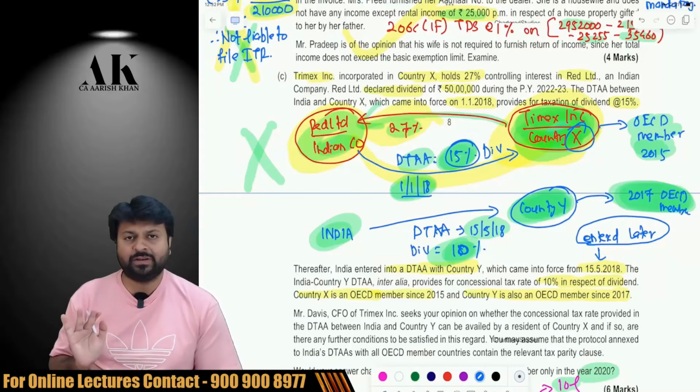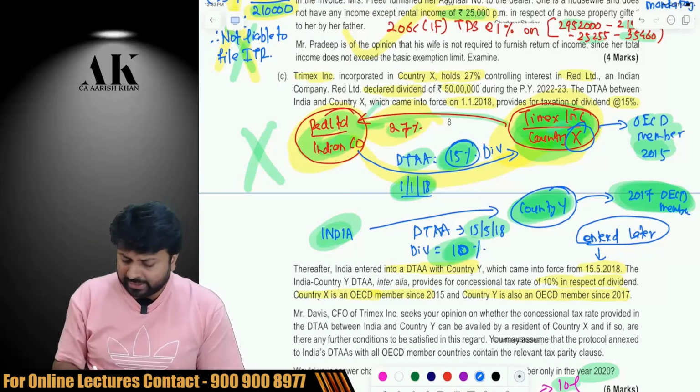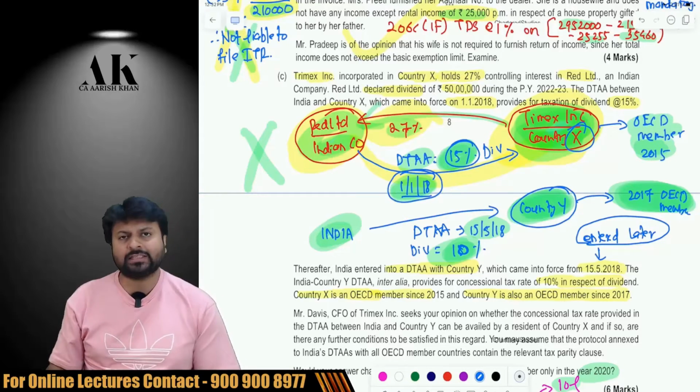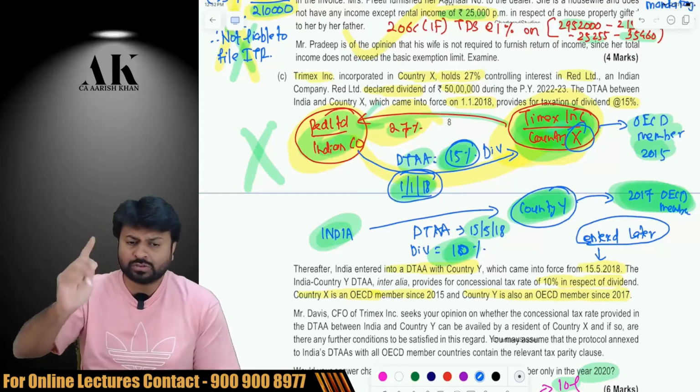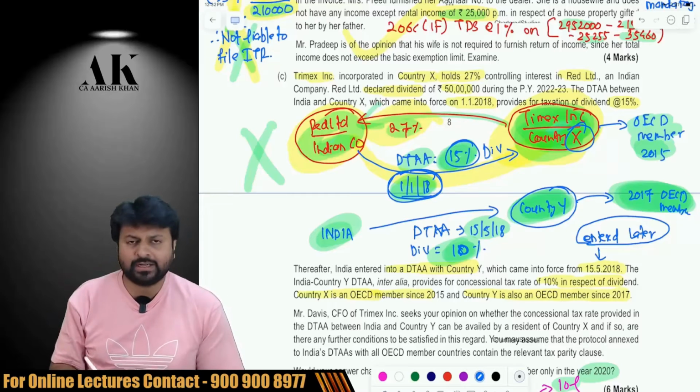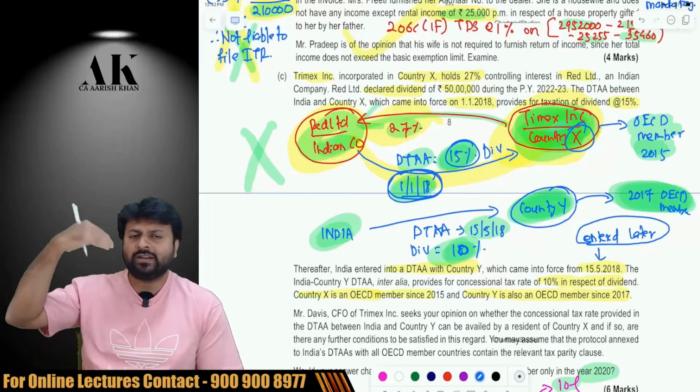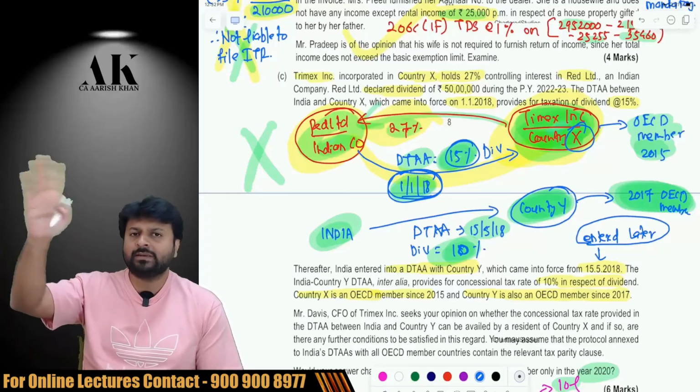Now, India has entered into a DTAA with country X, and India says that we will charge such dividends at 15%. Now, pay attention to the date on which it is entered. This DTAA is entered on 1st of Jan 2018. Now, this is the date on which the DTAA is entered between India and country X, and it is said that the dividend earned by the country X people will be subject to 15% tax.